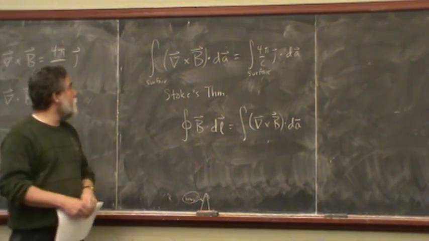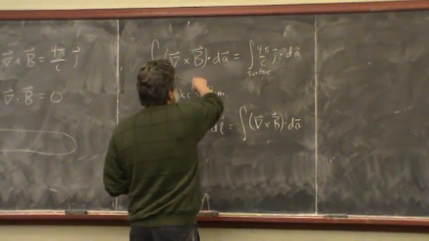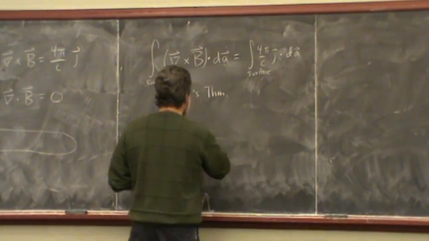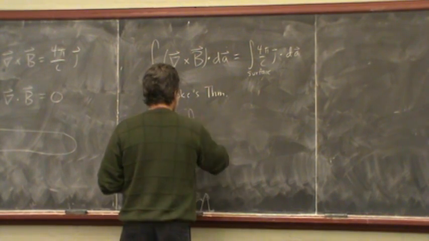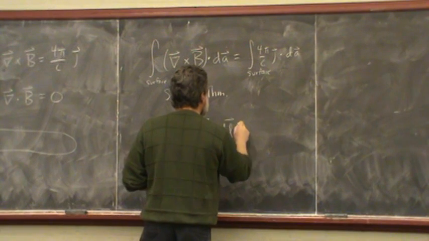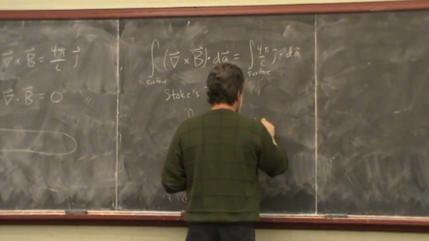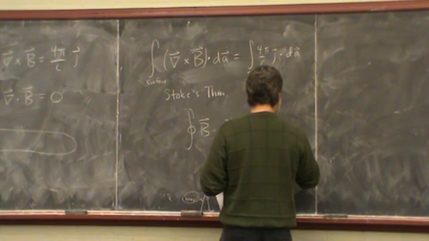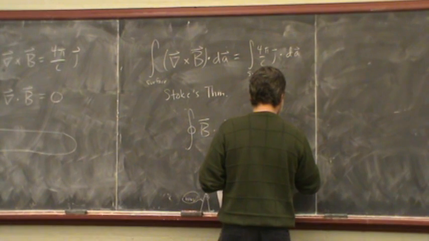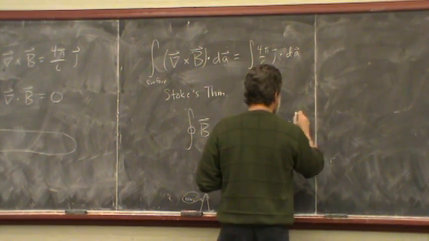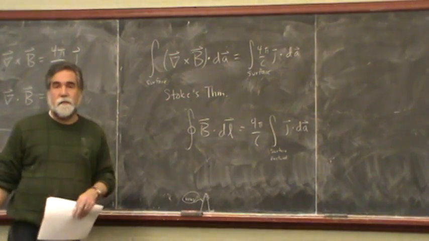Which means that I can rewrite the left-hand side as the integral around the path, B dot dl, equal to 4 pi over c, the integral over the surface enclosed by the path of j dot dA, the current enclosed.